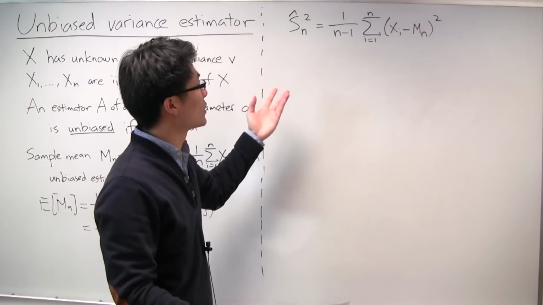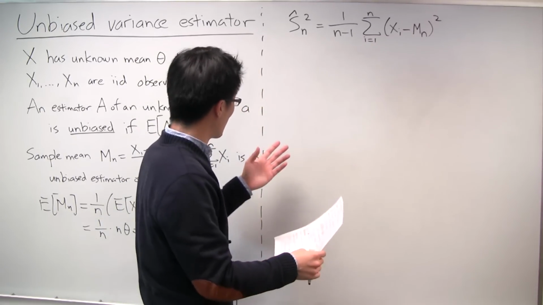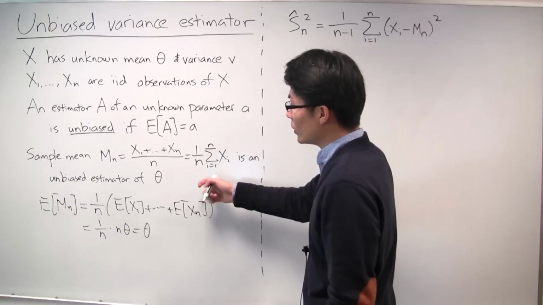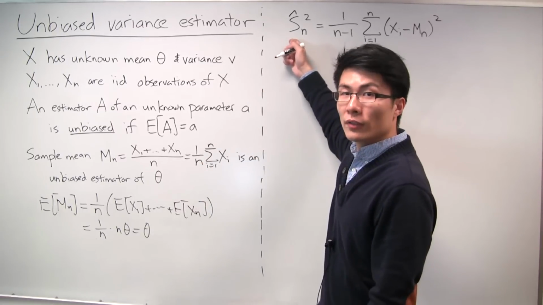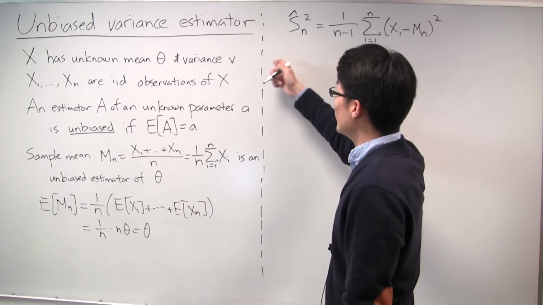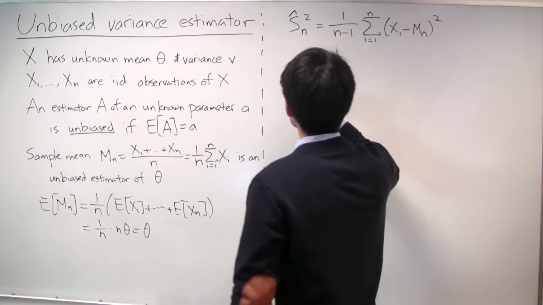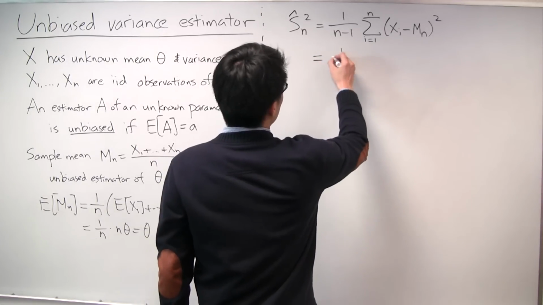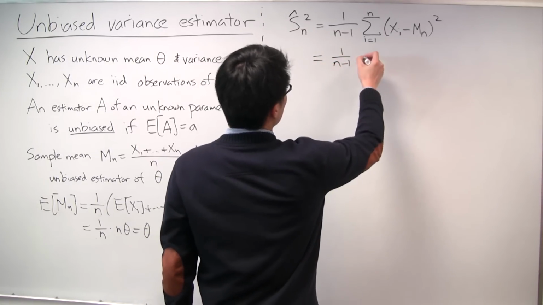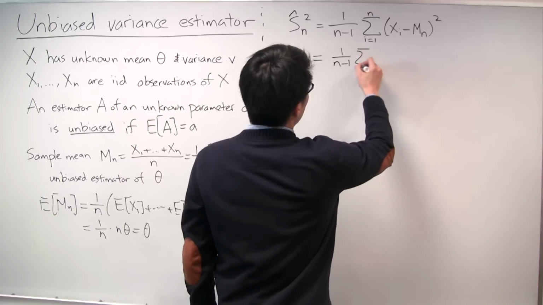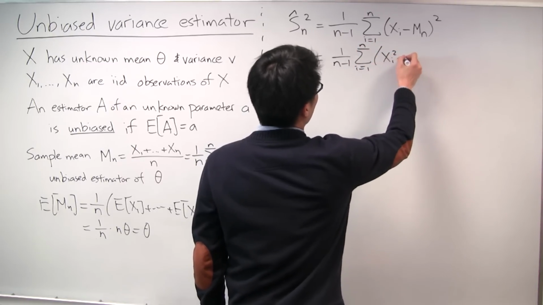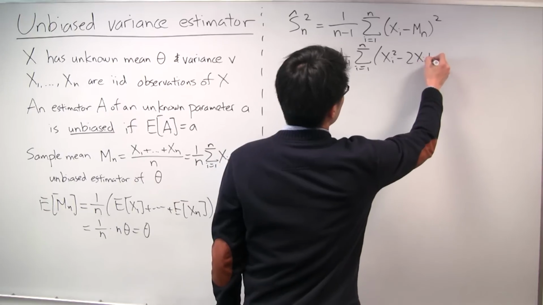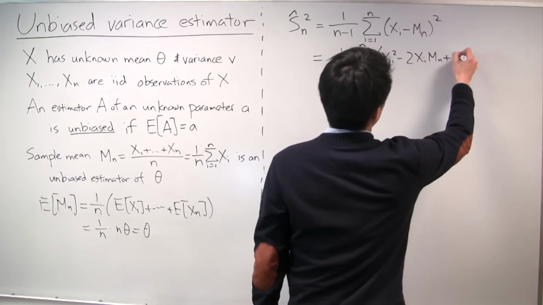So let's see if this is actually correct. In order to do that, we'll do the same thing that we did for the mean, which is we'll calculate the expectation of Sn hat squared and verify that it's equal to v. First, let's try to simplify this expression a little bit. So we can expand this square, and we'll get xi squared minus 2xi times mn plus mn squared.